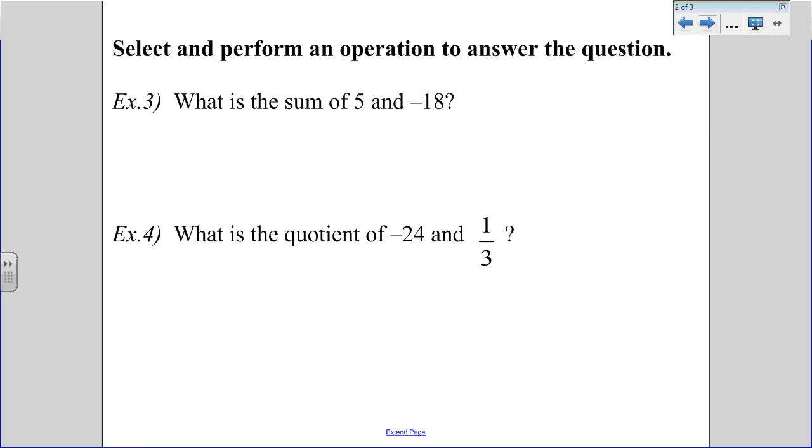All right, now what we're going to do is select and perform an operation. Notice once again, it is 2 answers. So you're going to select your operation. What is the sum of 5 and negative 18? Sum is addition, so the operation is adding. And if you want to do mental math, grab your calculator, but 5 plus a negative 18 is negative 13.